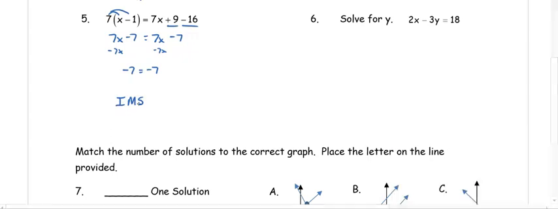In number 6, to solve for y, we are going to subtract 2x from both sides. Negative 3y is equal to negative 2x plus 18. We're going to divide by negative 3. Y equals 2/3 x minus 6.